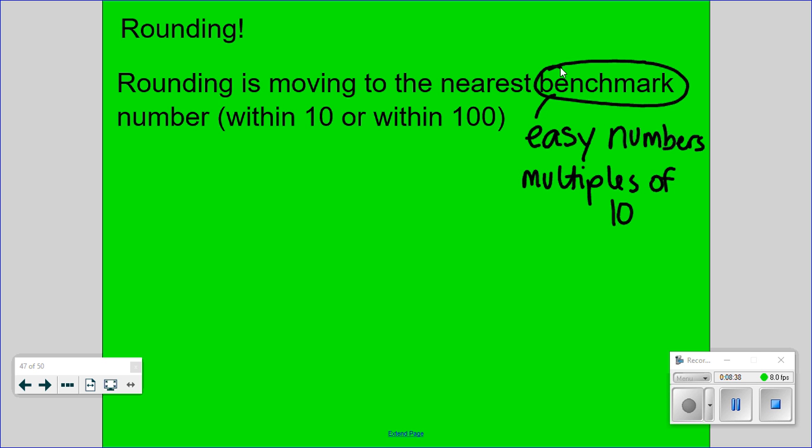Gavin, you're very far behind. Now, when we round, I can do it to the nearest 10, 120, got some 10s in there, or the nearest 100, 100. Benchmark numbers can be both. Does that make sense? Yes, no, maybe?